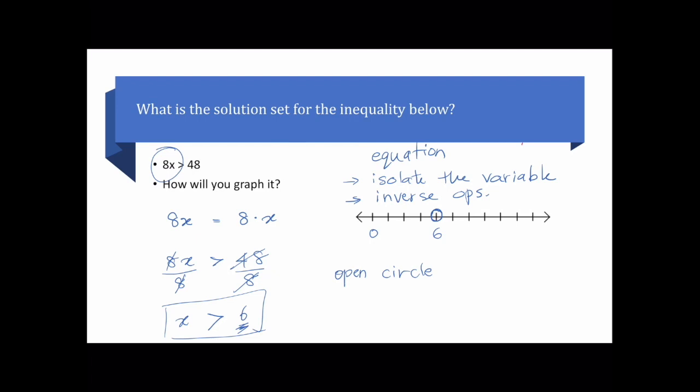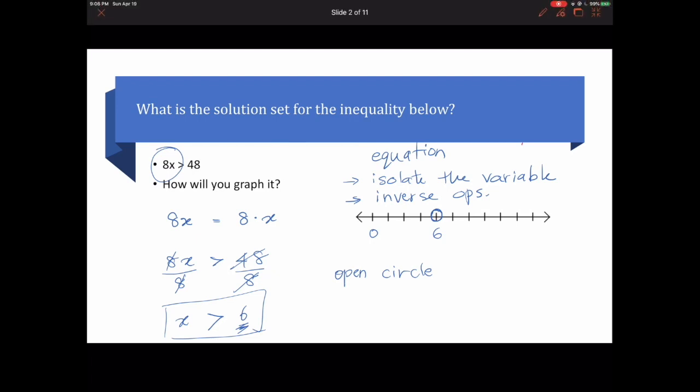And now I have to determine which part is going to be my solution set. Is it going to be left of 6 or right of 6? X is placed on all the numbers that are greater than 6. If you read the inequality with words, x is greater than 6. So all numbers that are placed after 6, or greater than 6, will fit this statement. Let's see what I mean by fit this statement.